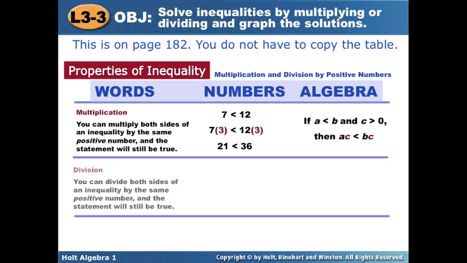The same works for division. You can divide both sides of an inequality by the same positive number and the statement will still be true. So here we have 15 is less than 35. When we divide by the same positive number, the statement's still true, 3 is less than 7.